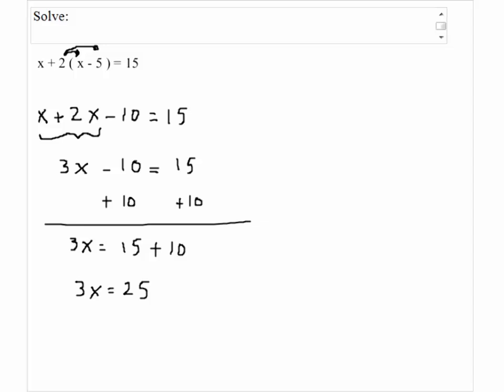And at this point, we can multiply both sides by the reciprocal of 3, which is 1/3, or you can look at it as dividing both sides by 3. Multiply 1/3 to both sides of the equation. I would get 1/3 times 3 is equal to 1. 1 times x is x. So x is equal to 25 over 3. And it's already reduced. So that's our answer.